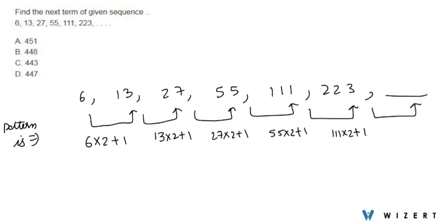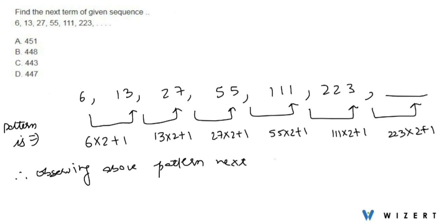So the next term will be 223 multiplied by 2 plus 1. Let us simplify this and obtain the answer. Observing the above pattern, the next term is 223 multiplied by 2 plus 1, which after simplification becomes 447, which is option D. Hence we can say that the answer is option D.